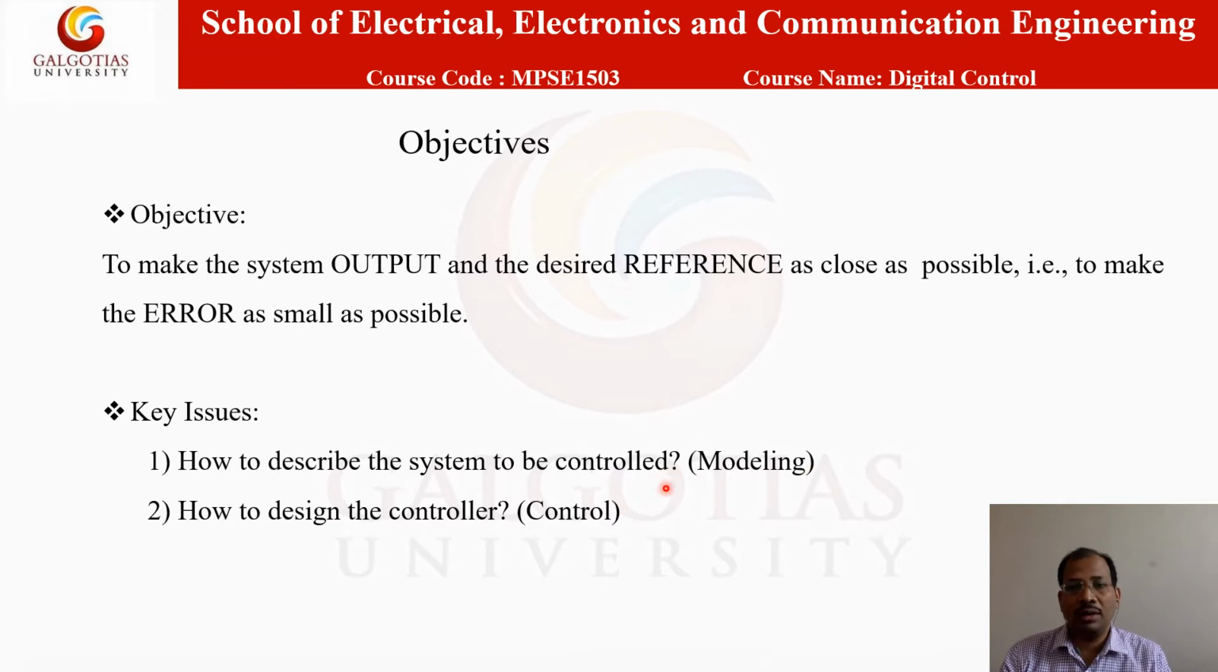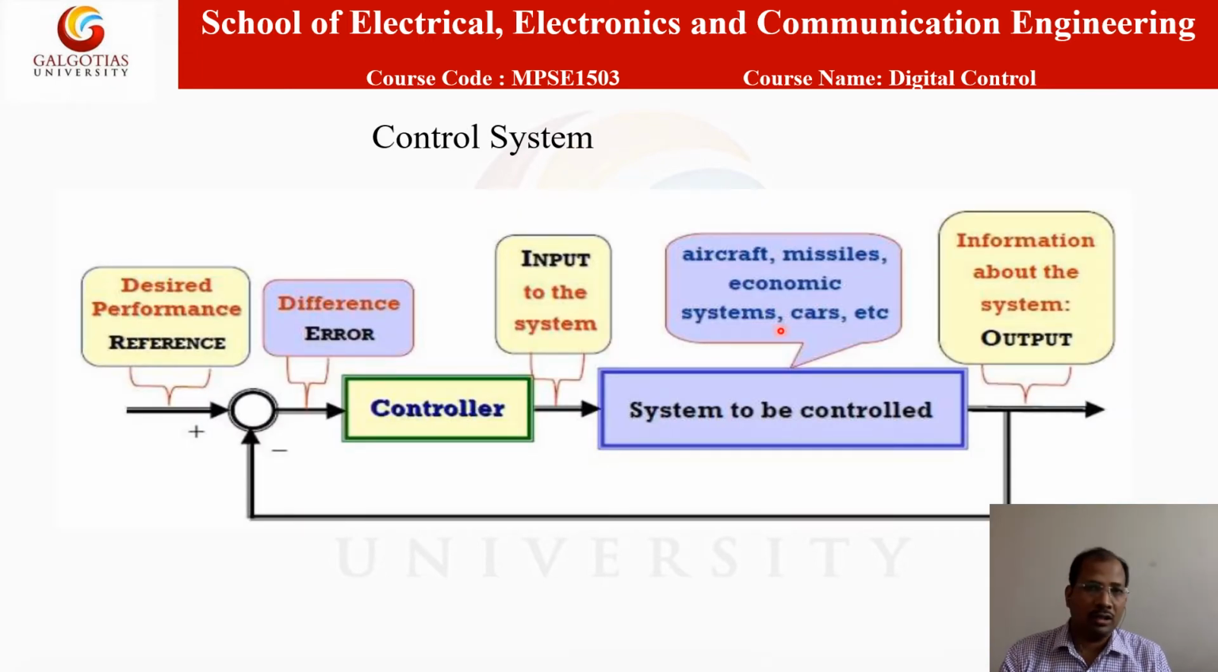These two steps are the major steps when we design any control system, either in analog form or digital form. This is the representation of the control system. Here I am not considering whether it is analog or digital; we are just defining it in general. Suppose this is the control system operating in the analog domain. Here we can see the system to be controlled. It may be an aircraft system, missile, economic system, car, power plant, or some other system which we want to control.